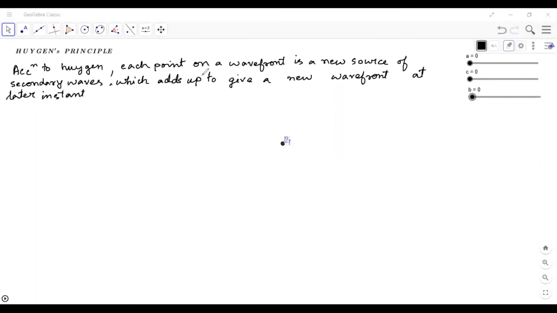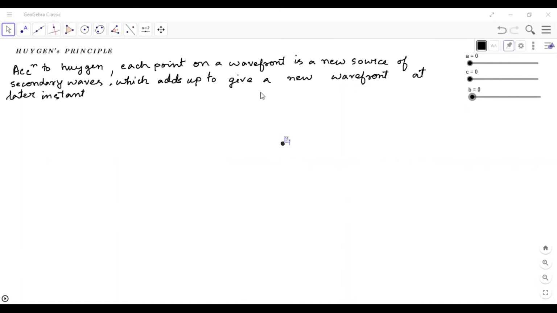So whatever wavefront we consider, whether it is a spherical wavefront, a cylindrical wavefront, or a plane wavefront, if I consider a number of points over that wavefront, those points will behave as a new source of disturbance. We will call them secondary waves, and these new disturbances are going to give us a new wavefront at a certain later instant.